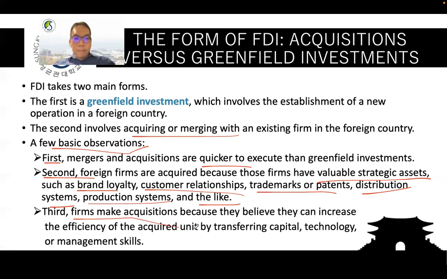And you do M&A because you believe that you could increase the efficiency of the acquired unit by transferring your capital, technology, or management skills. So you believe that the division or the company that you acquire has potential, but they don't live up to it. That's why you believe that when you acquire the firm, you could provide additional technology, talent, management, or even capital to make that particular business successful. Something that they couldn't achieve by themselves.